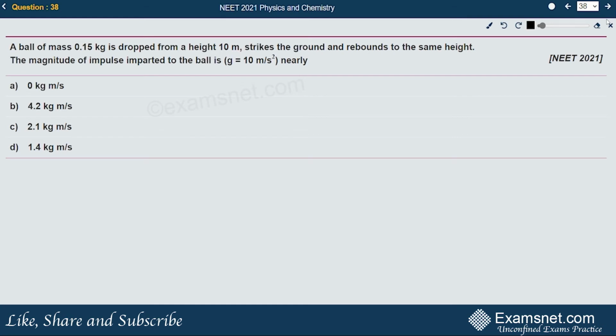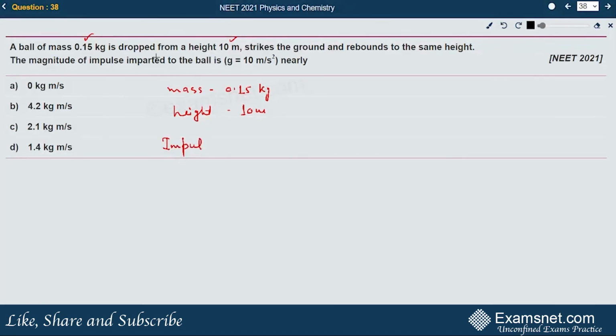Okay, now question number 38 is from the chapter Laws of Motion, and the question is, a ball of mass 0.15 kg is dropped from a height 10 meter, strikes the ground and rebounds to the same height. Then the magnitude of impulse imparted to the ball is nearly. So we have mass given as 0.15 kg, and the height from which the ball has been dropped is 10 meter. And we have to find out the impulse.